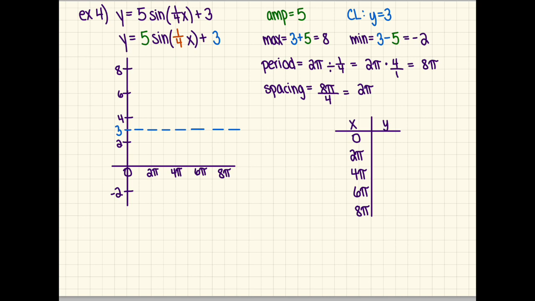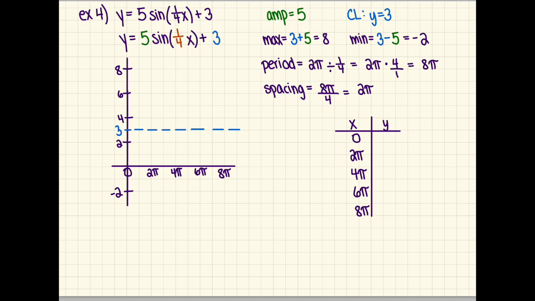Example 4 will be our last example in this video. y equals 5 sine of 1/4 x plus 3. So our amplitude is 5. My center line is 3. My maximum is then going to be 8, and my minimum is going to be -2.